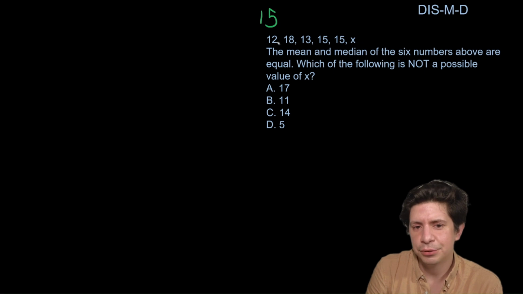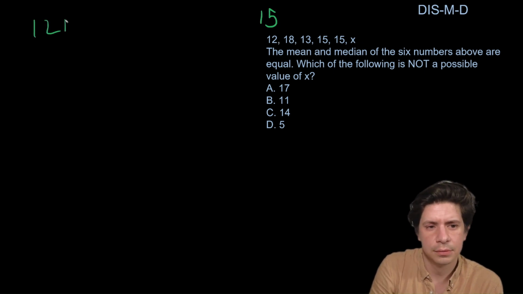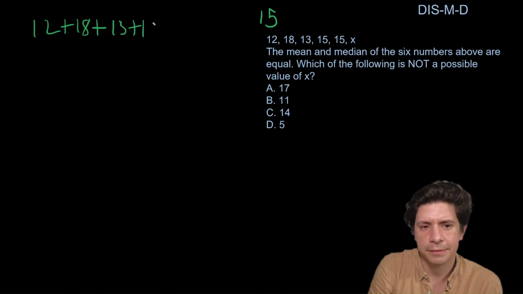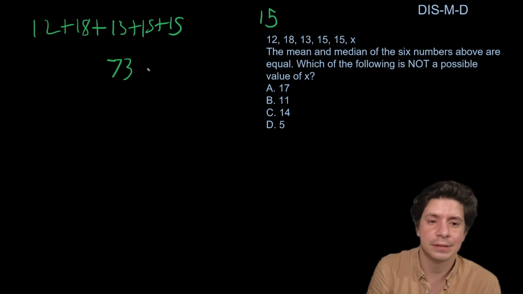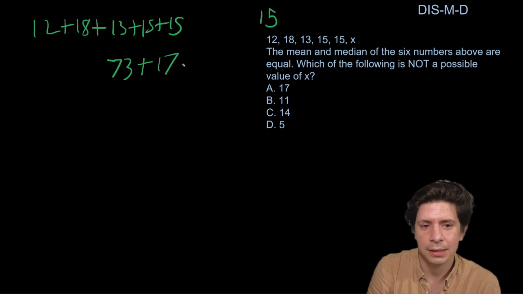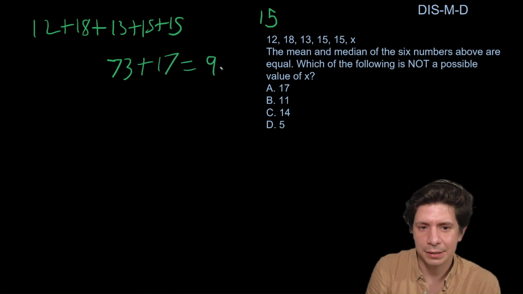And what they add up to is 12 plus 18 is 30. So we're going to do plus 13 plus 15 plus 15. So we have 30 plus 53. So we're going to have 30 plus 30. We're going to have 73 as our total. Now we're going to use these numbers to see what happens. So we have 17. We do plus 17. And that would give us 90.